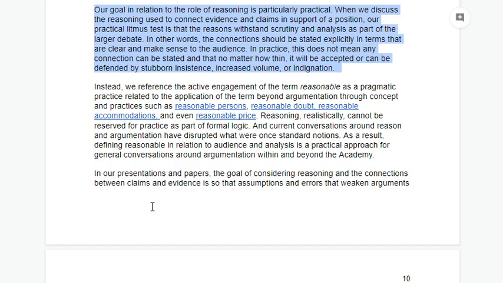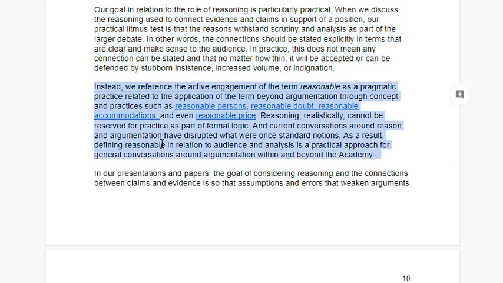In practice, this does not mean any connection can be stated and that no matter how thin it will be accepted or can be defended by stubborn insistence, increased volume, or indignation. Instead, we reference the active engagement of the term reasonable as a pragmatic practice related to the application of the term beyond argumentation through concepts and practices such as reasonable persons, reasonable doubt, reasonable accommodations, and even reasonable price.